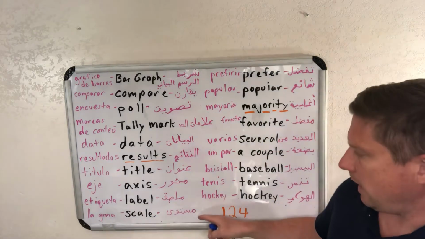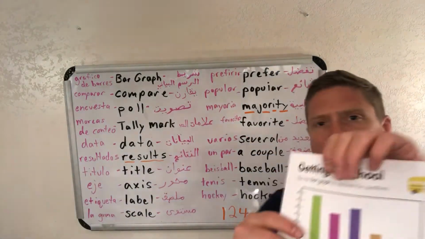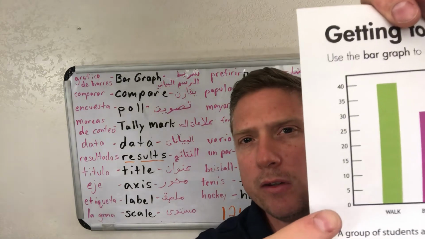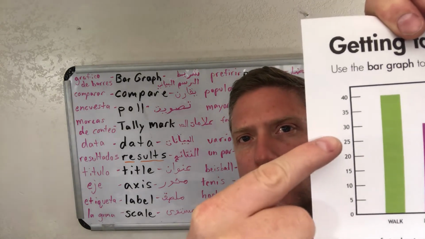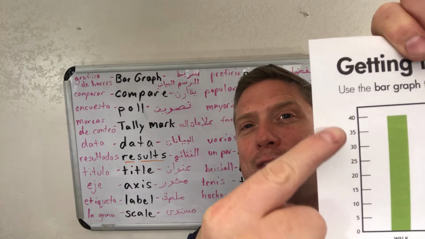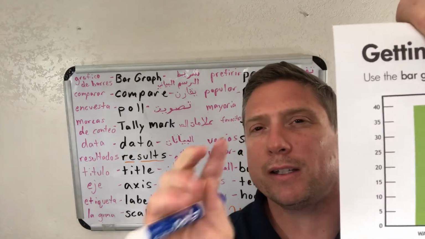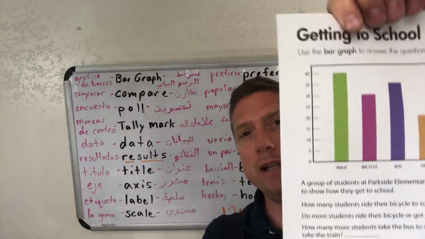Scale. The scale of the bar graph. Here we can see on the y-axis, right? If you can see, it counts 5, 10, 15, 20, 25, 30, 35, 40. So each mark is 5, right? Each mark is 5, the scale of 5.